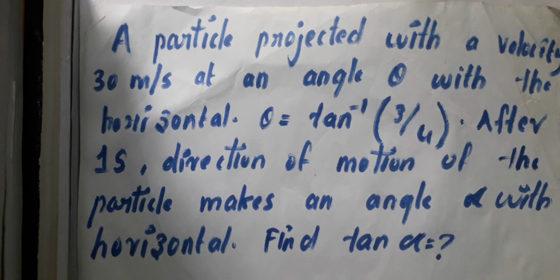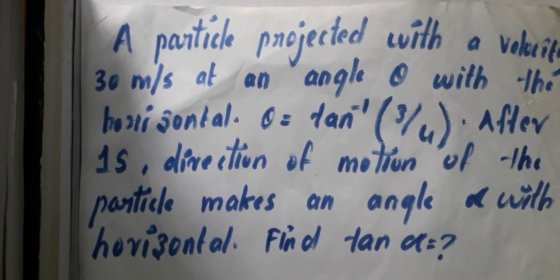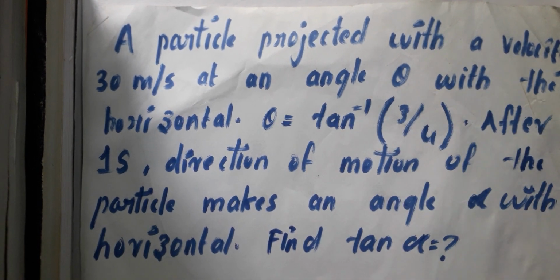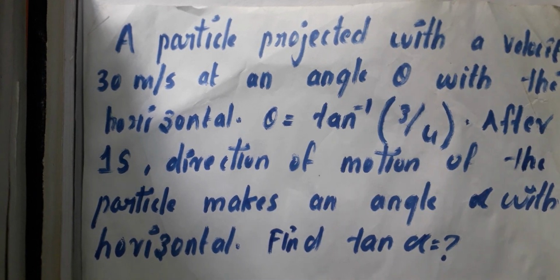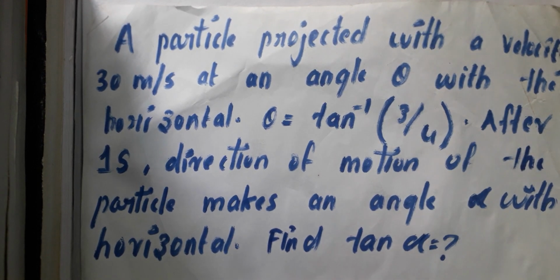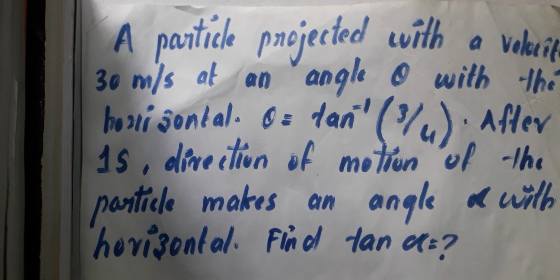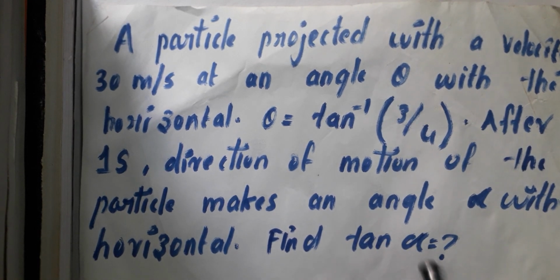Here we are again with a question from projectile motion. A particle is projected with velocity 30 meters per second at an angle theta with the horizontal, and theta is given. After 1 second, the direction of motion of the particle makes an angle alpha with the horizontal, and we have to find tan alpha.